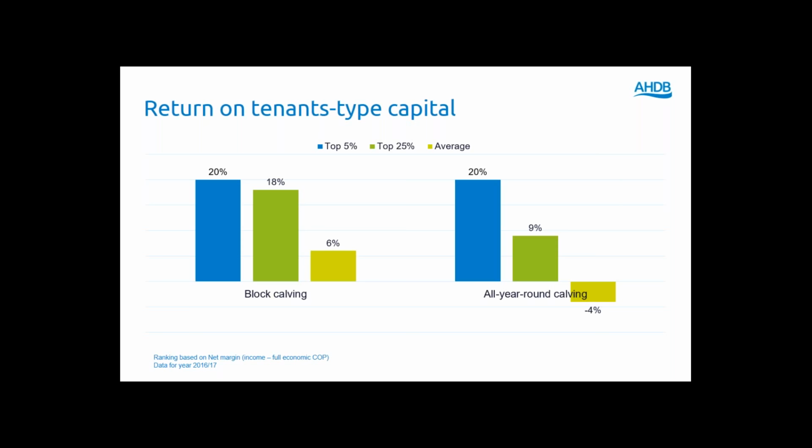The top 25% does vary between the block and the all year round ones, quite a difference there, with the block calvers performing better in that respect. And the same when you look at the average as well. But from the average up to the best, there's quite a difference. So if you're getting a high return on tenant type capital, you're more likely to be performing better overall, and in that top quartile. I think that's fairly straightforward, isn't it? Any questions?